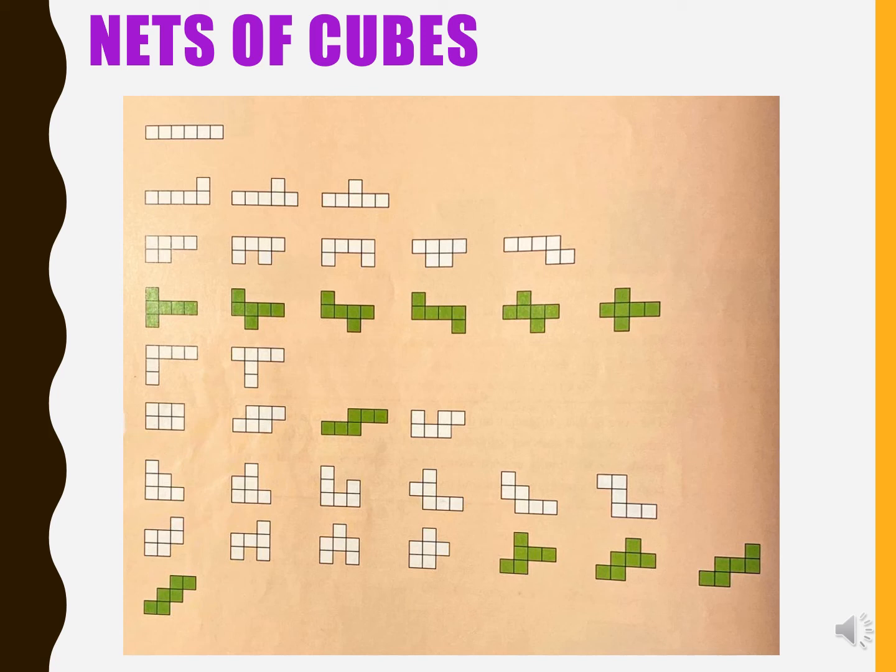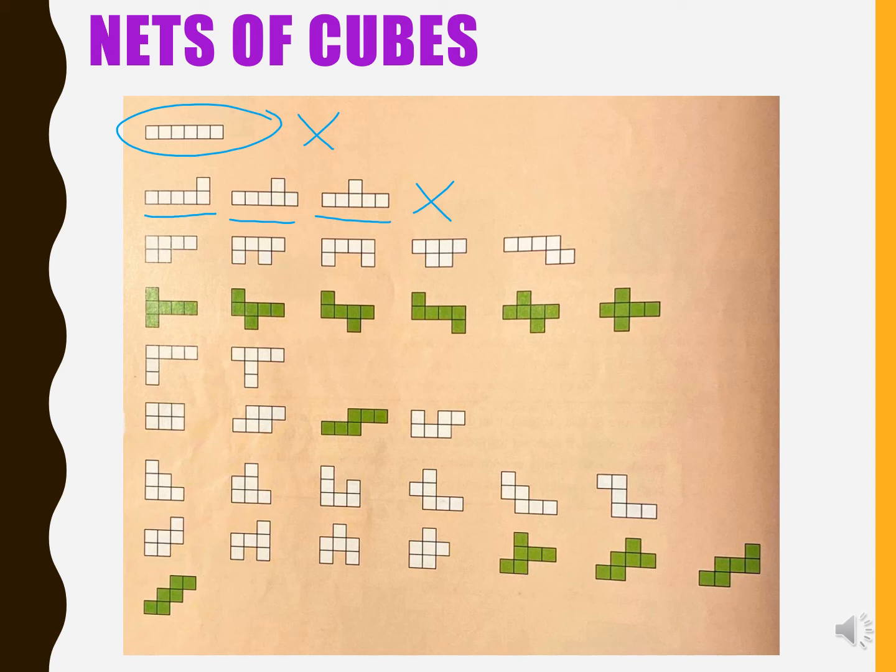So let's see. The first case, if I put all the 6 squares in a straight line like this, obviously you are missing the base and the top. So obviously it cannot be folded into a cube. And if we line them up with 5 squares in a straight line, again, you cannot make a cube. If you see a net with 5 squares in a straight line, it cannot be folded into a cube.